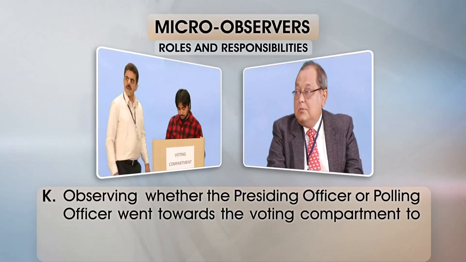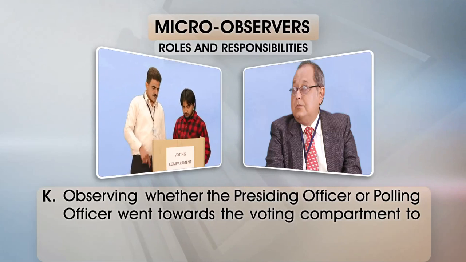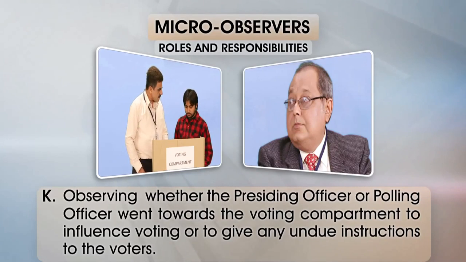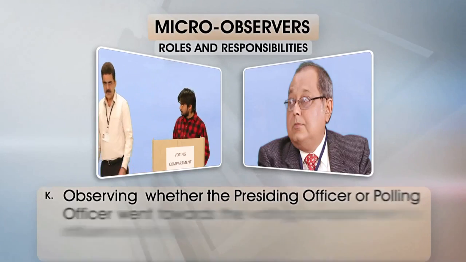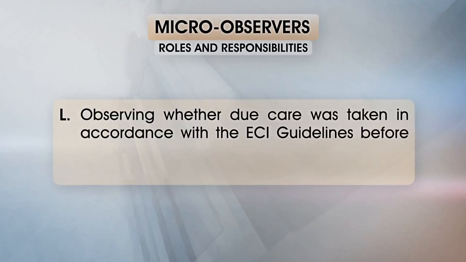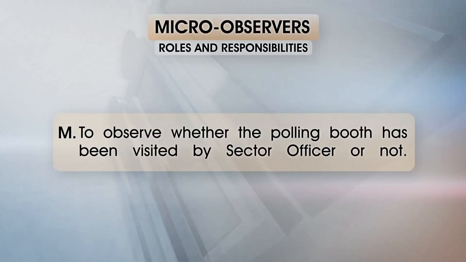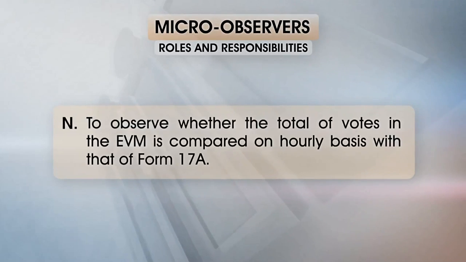Observing whether the presiding officer or polling officer went towards the voting compartment to influence voting or to give any undue instructions to the voters. Observing whether due care was taken in accordance with the ECI guidelines before allowing any voters whose names appear in the ASD list to vote. To observe whether the polling booth has been visited by the sector officer or not.